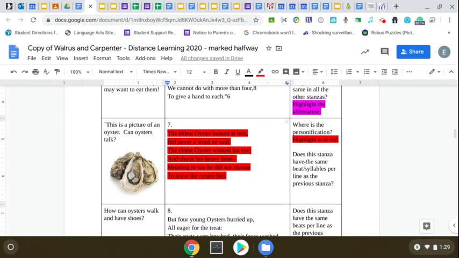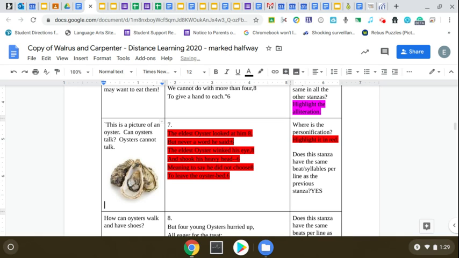Does this stanza have the same beat syllables per line? Let's see. The eldest oyster looked at him, that's 8, but never a word he said, that's 6. The eldest oyster winked his eye, that's 8, and shook his heavy head, that's 6, meaning to say he did not choose, 8, to leave his oyster bed. So the answer would be yes. Same beats per syllable. Oysters cannot talk.